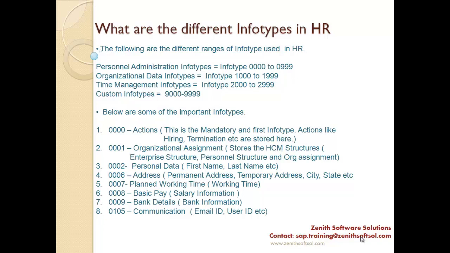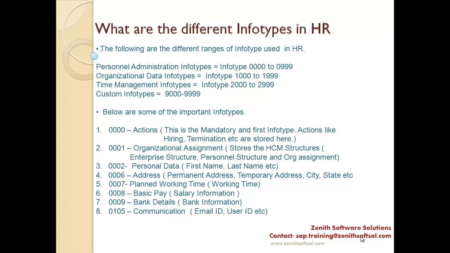Then info type number 7. What is info type 7? Info type 7 is planned working time. What does it mean? It stores the working time of an employee, whether this employee is supposed to work 40 hours per week or 20 hours per week or 35 hours per week. Is this employee part-time? Is this employee full-time? Those kinds of details will be stored in info type 7. Coming to info type 8, info type 8 is basic pay. This info type stores the salary information.